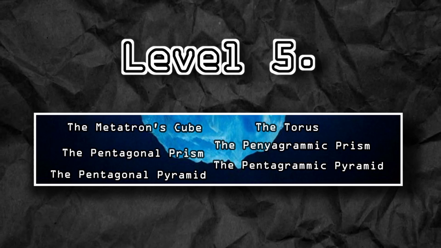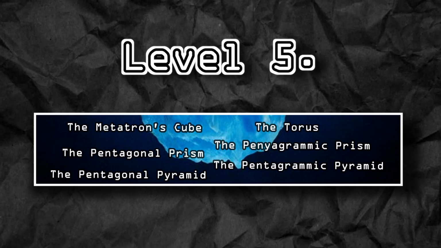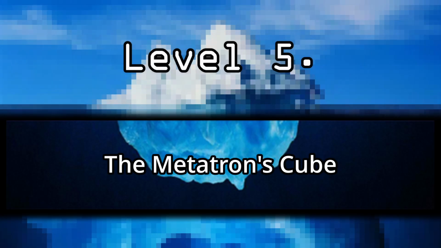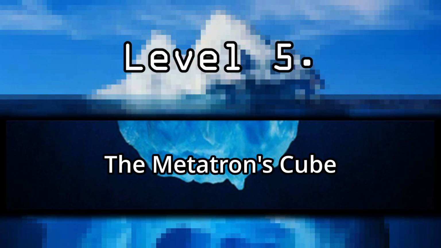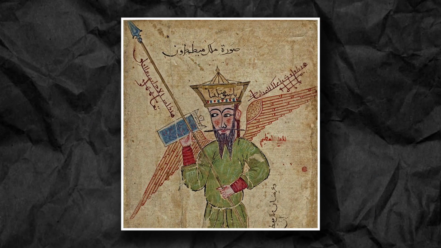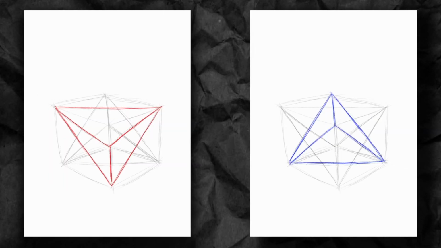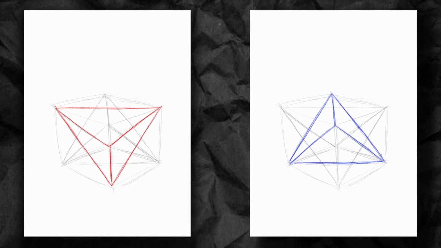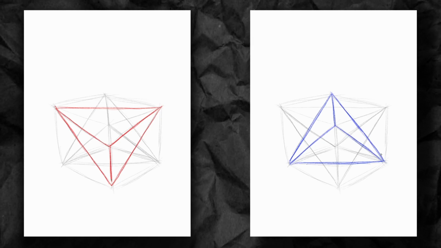And now we can finally move over to the last level of this iceberg, starting with a Metatron's cube. This shape is named after Metatron, a prominent angel in Judaism, Gnosticism, and Islam. The Metatron's cube is composed of 2 tetrahedrons that share the same center point but face opposite directions.